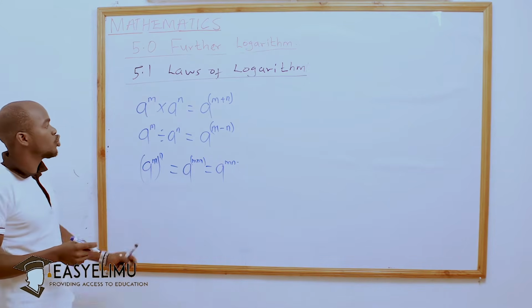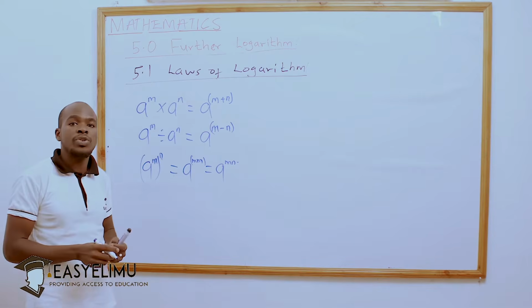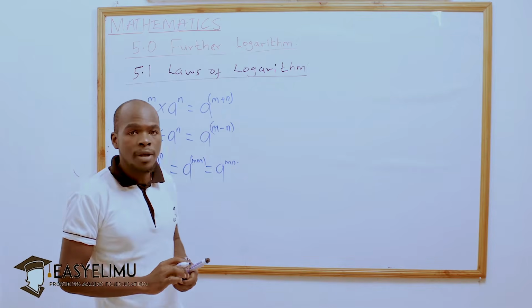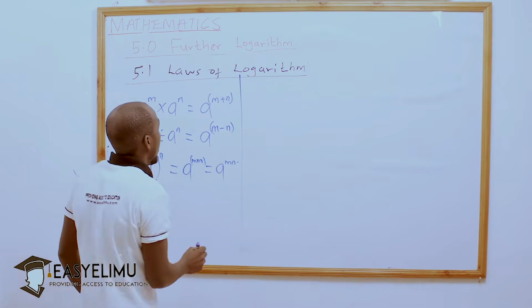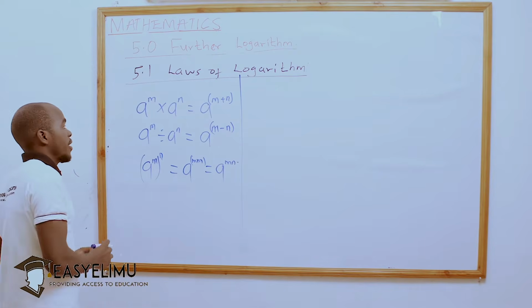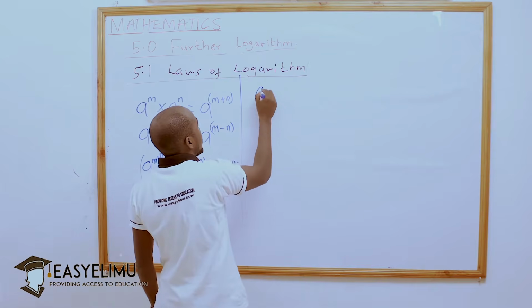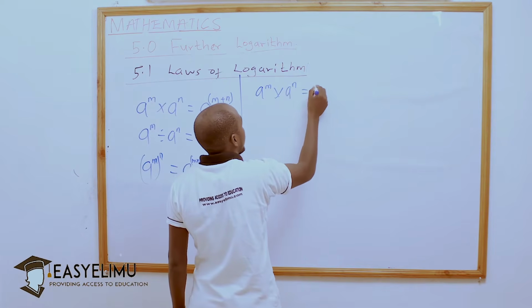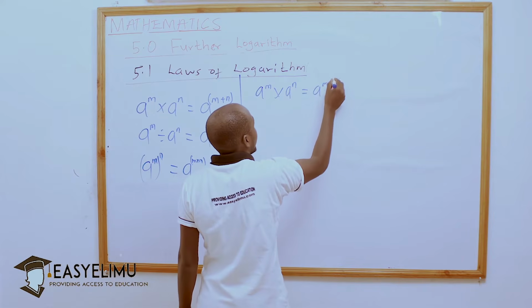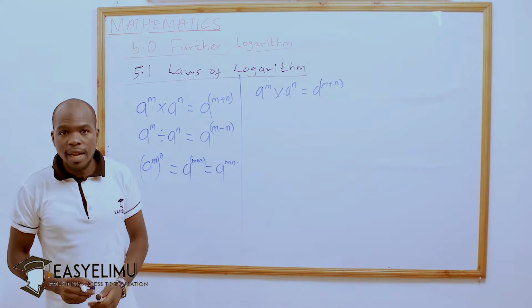Now we want to use this kind of notation here to find further laws of logarithm using the same notations, and we shall start with the first one there. We shall start with a raised to m multiplied by a raised to n equals a raised to m plus n. Now from that one, we shall say this.